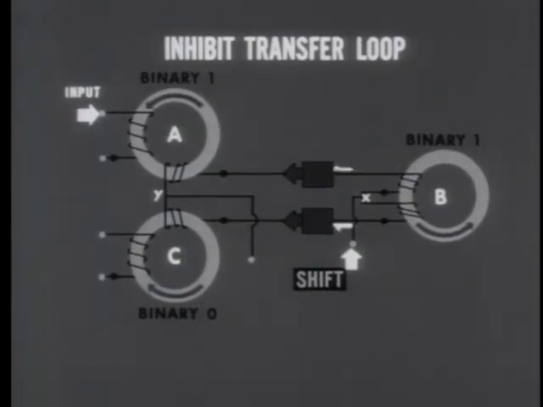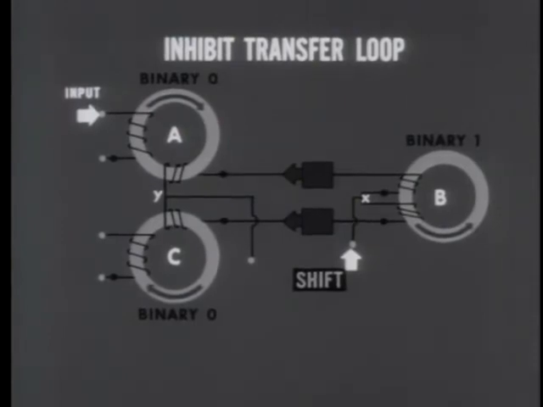The upper branch current clears core A back to binary 0. The lower branch has no practical effect on core C because it is already at 0. And again, the branches rejoin at Y and flow out of the circuit. In this operation, by keeping C at 0, we were able to transfer a 1 from A to B.